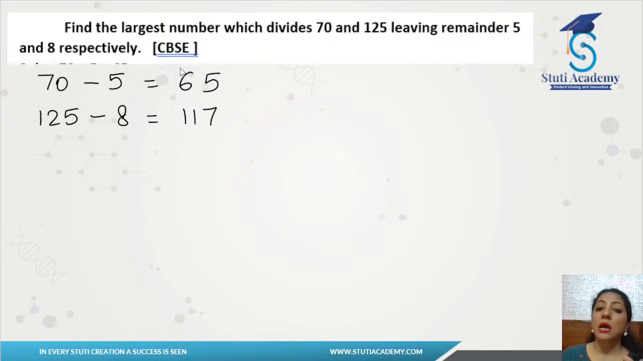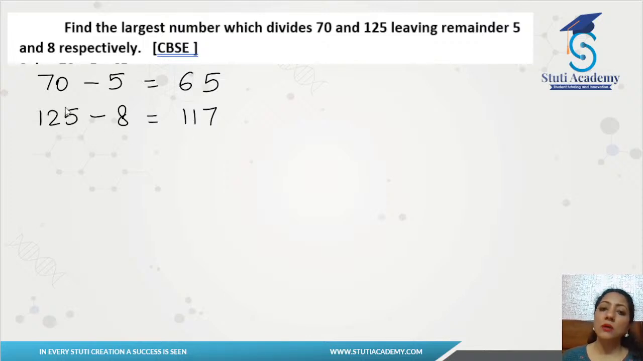I've got 65. Now this 65 would be exactly divisible by the largest number which I am looking for. Then we have 125. I'm going to reduce this by 8 because 8 is the remainder in this case. So this will become 117. Now this 117 would also be exactly divisible by the largest number which I'm looking for. So finally I'm going to find the largest number which divides 65 and 117, because these two are exactly divisible by that number.